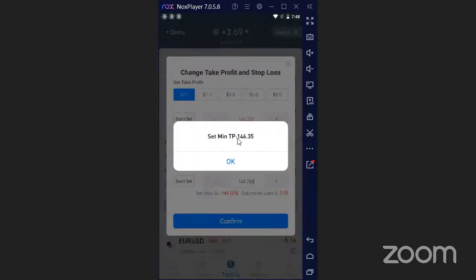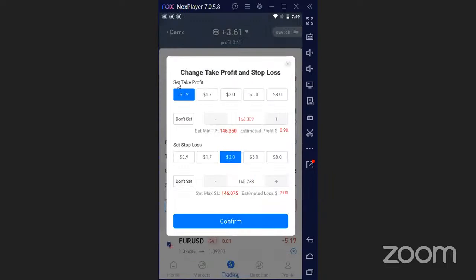Okay, set minimum TP. The TP that we've entered is small. Oh sorry, I made a mistake. I'm actually setting that if I lose up to $3, I close my trade, and if I make up to 0.9 cents, take profit. You see that this is very bad. This is not good. We want to make good profit with less loss, isn't it?